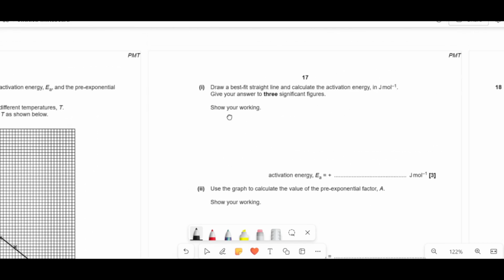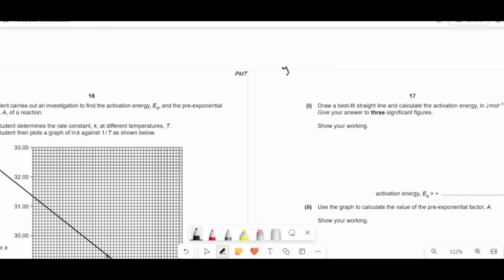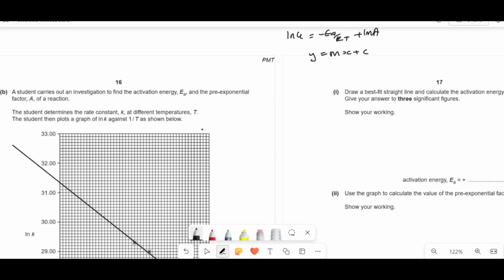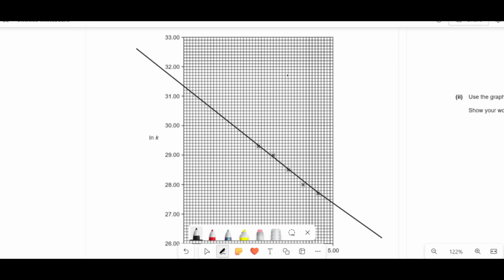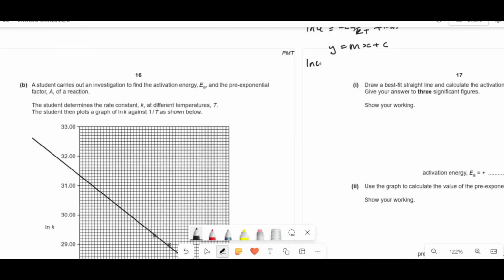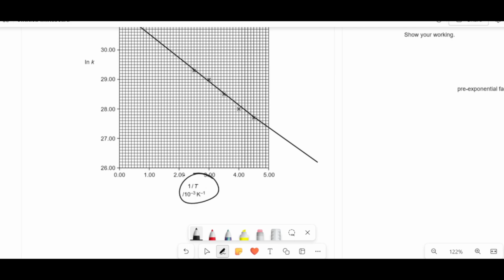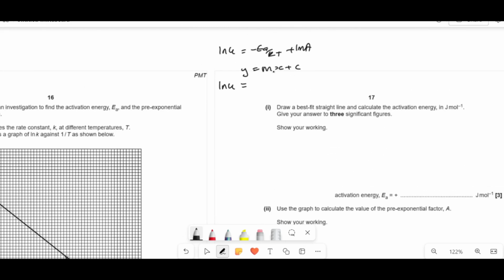So look at the formula first and then look at the graph. Every single straight line graph in the universe follows y = mx + c. Y is your y-axis, m is your gradient, x is your x-axis, and c is your intercept. The formula they've given us is ln k = -Ea/RT + ln A. Compare it side by side. Y has been replaced with ln k. So we have ln k equals, look at the x-axis, that's 1/T times 10^-3. So now we've got m times 1/T plus c.